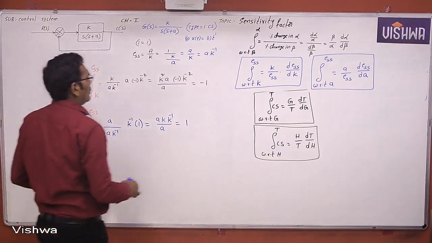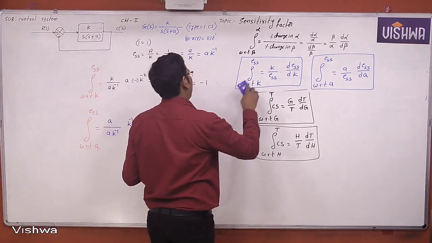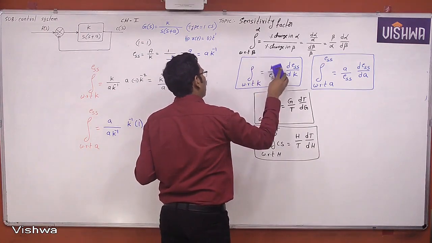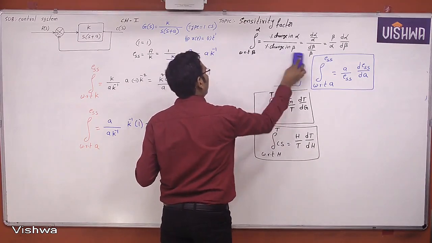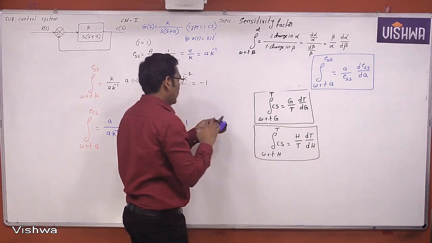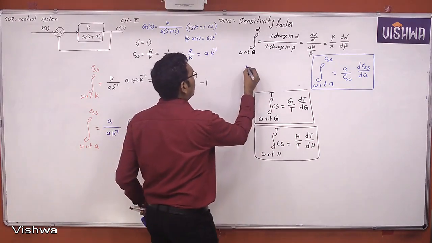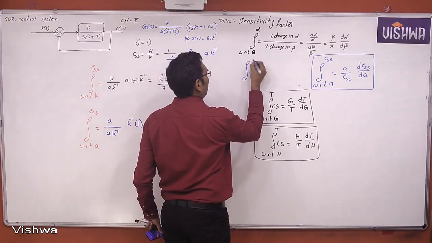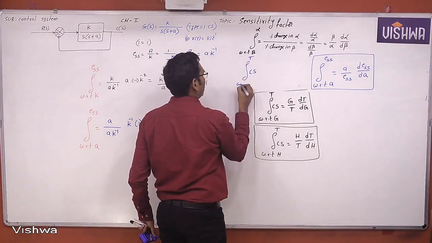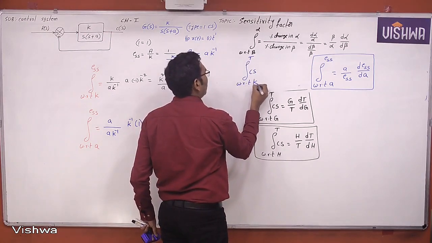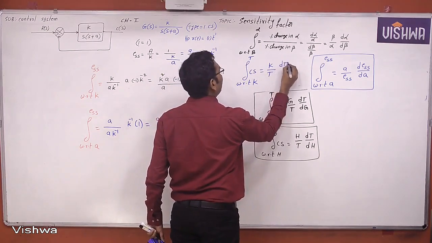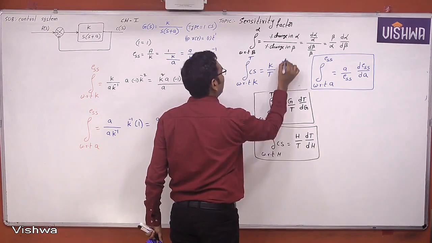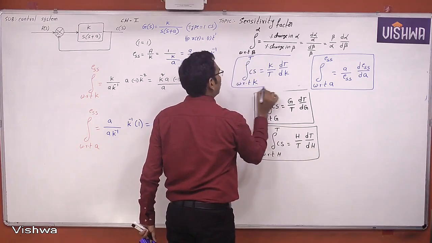Now, if the same question is asked like this, if he is asking for the sensitivity of a control system, the control system transfer function with respect to K, what is the formula? It is S = (K/T)(dT/dK). You solve this one also.